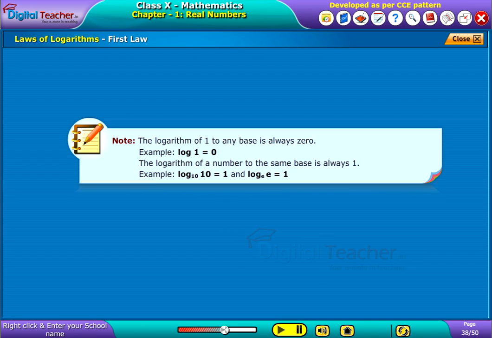Note that the logarithm of 1 to any base is always 0. Example, log 1 equal to 0. And the logarithm of a number to the same base is always 1. Example, log 10 to the base 10 is equal to 1 and log e to the base e is equal to 1. Now, let us solve a sample problem on this law.